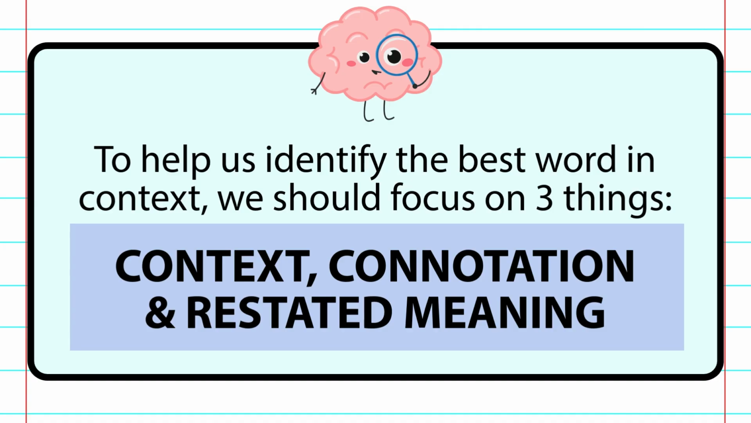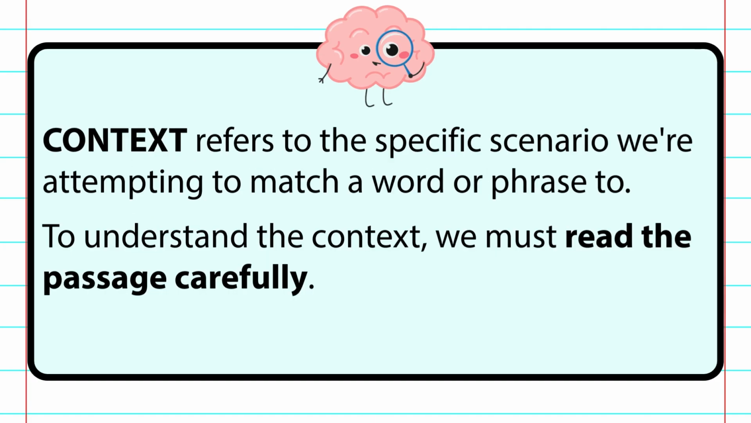When attempting words and context questions, reading comprehension is just as important as our knowledge of vocabulary. To help us identify the best word in context, we should focus on three things: context, connotation, and restated meaning. Context refers to the specific scenario we're attempting to match a word or phrase to. To understand the context, we must read the provided text carefully. To determine the context, you can ask yourself questions like, who or what is the sentence mainly about? What is happening or being described? Or what is the main point the author wants me to understand here?